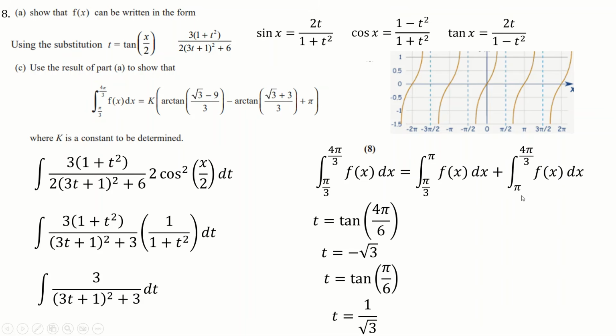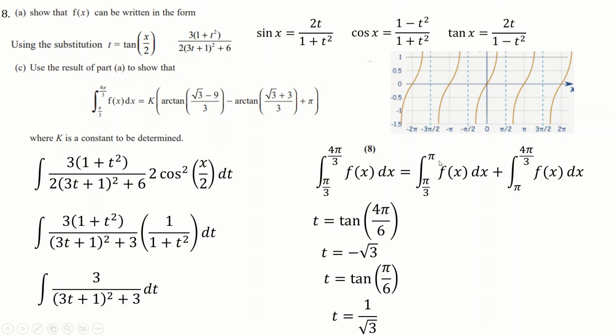Now, why have I written pi here? Well, because the transformation is x over 2. So we've actually transformed this graph out. We've shifted it out by a factor of 2. So the asymptote is actually at pi, which is why I've made that pi instead. So, okay.